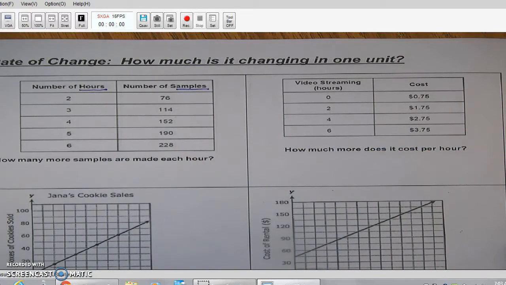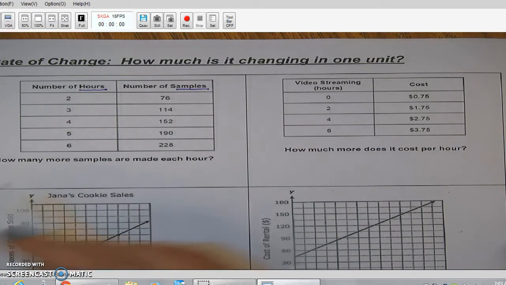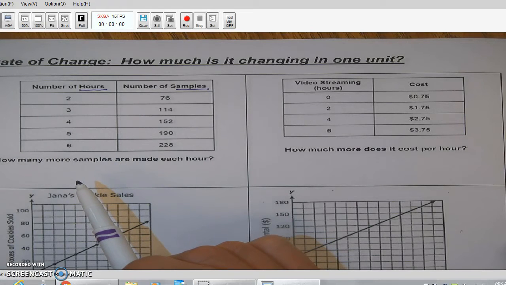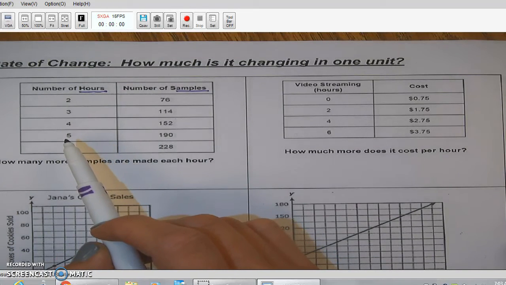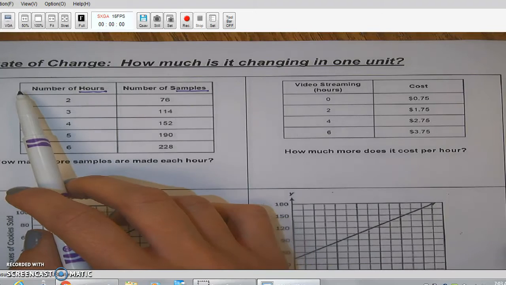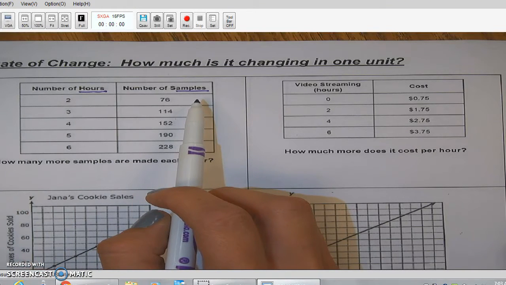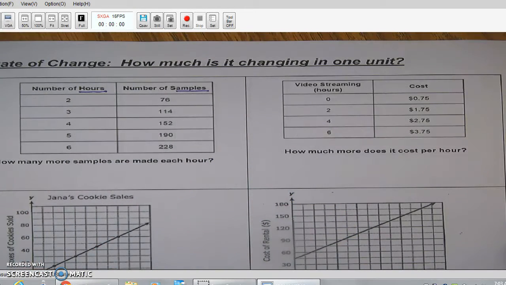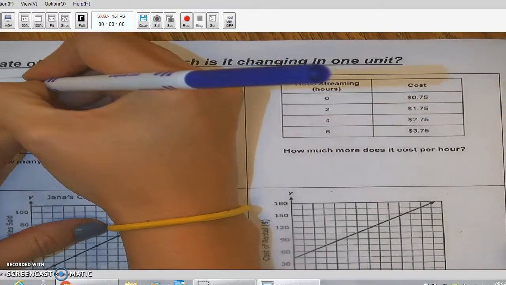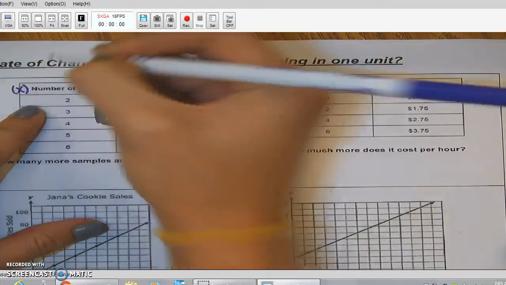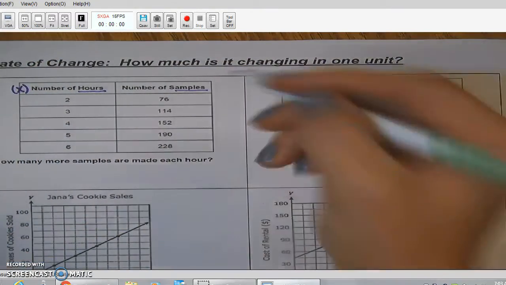One of these is always going to be our x values, and one of them is always our y values. In a table, we know our x values are going to be on the left side, and our y values are going to be on the right side. So I want you to go ahead and label both of those on your paper. So we're going to label number of hours is x, and number of samples is y.